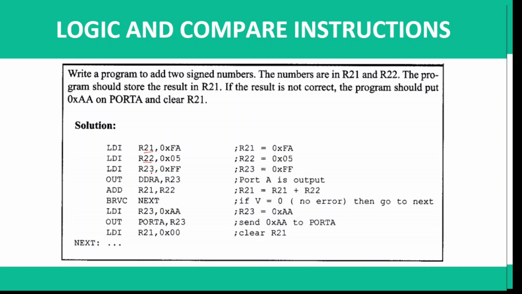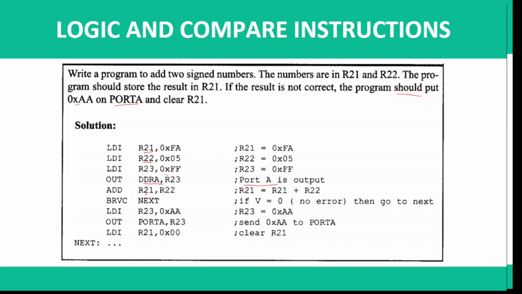So we also set R23 as 0xFF, meaning 1, para mahimong output ang atong DDRA. So R23 will be put in DDRA, so nahimo nang output ang atong port A because this will be used later in this case if ever ang atong result is not correct. So if our result is not correct, mag-overflow siya, diba? So if ever nga mag-overflow siya, then we'll have a value of 0xAA put in port A and clear R21.